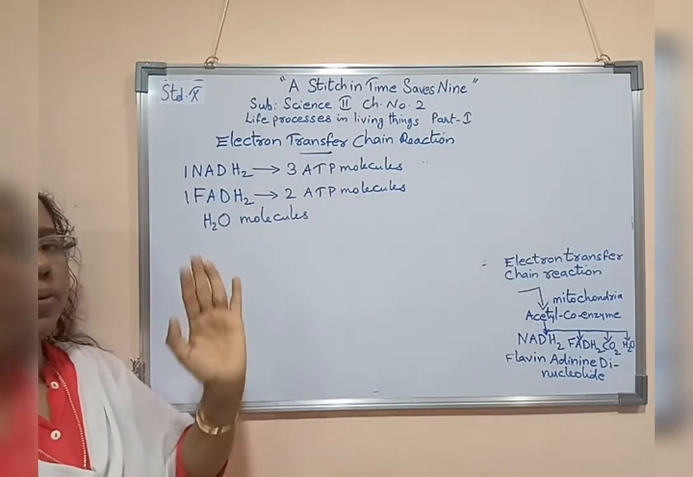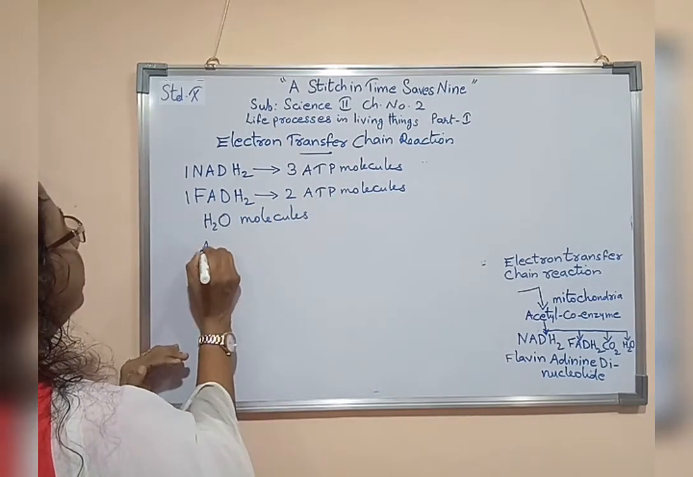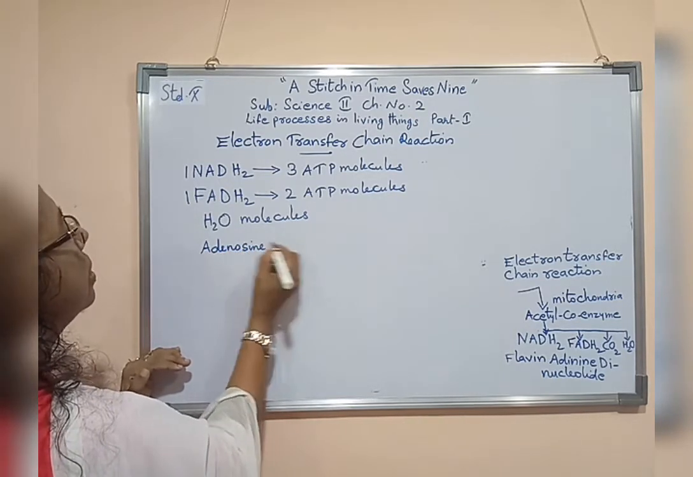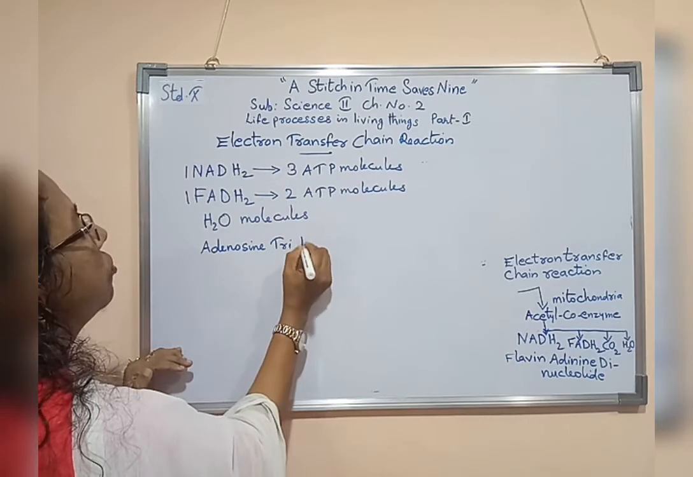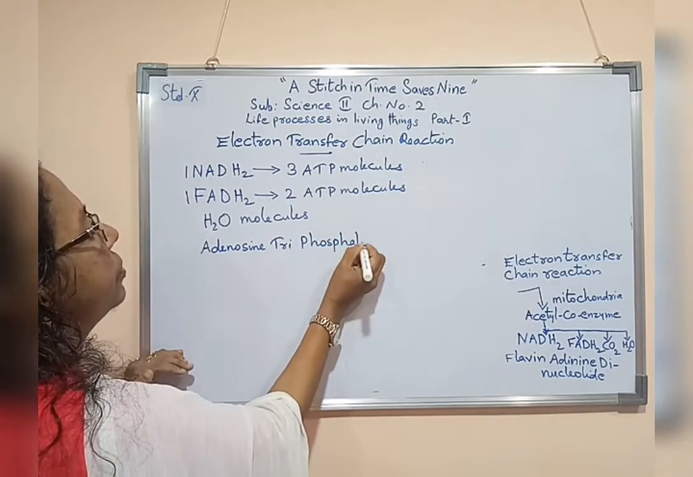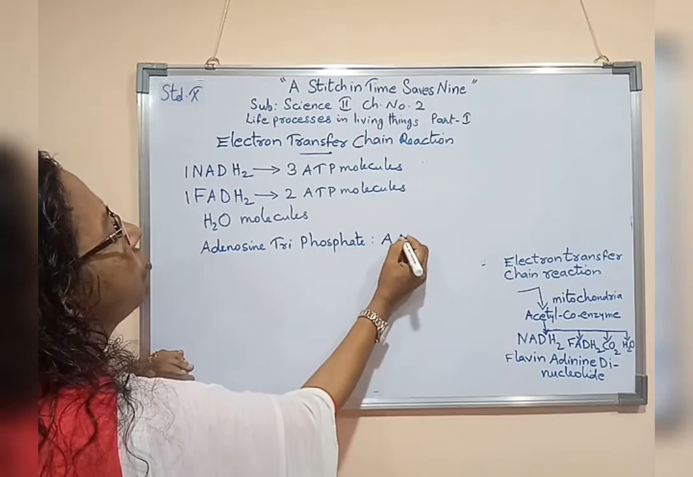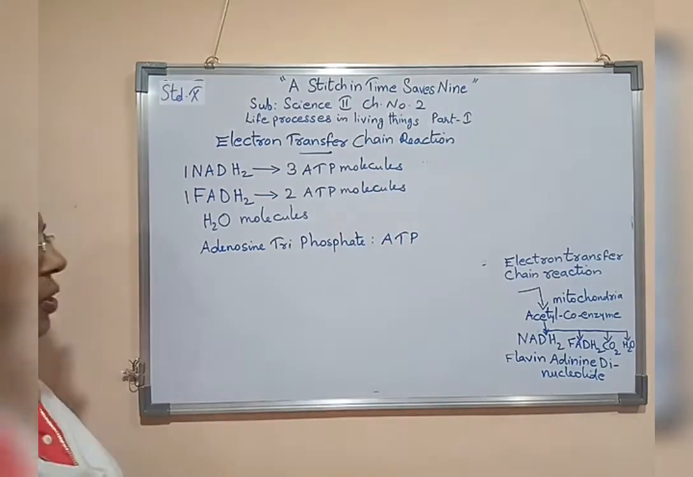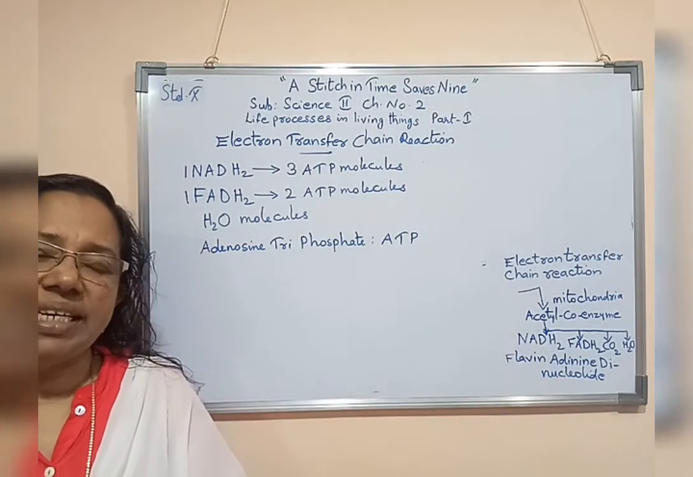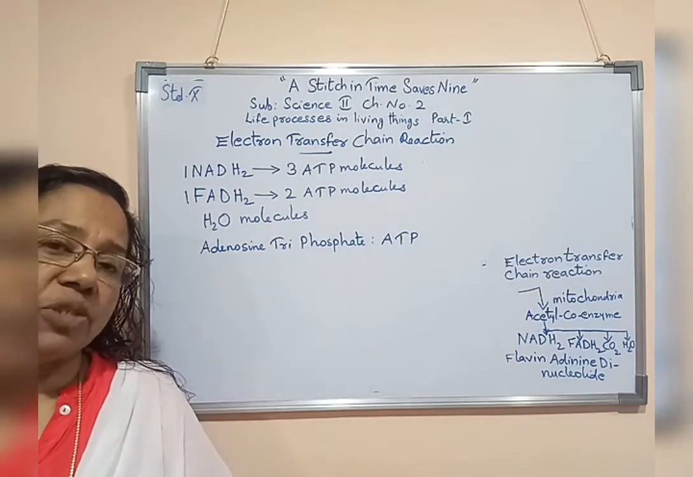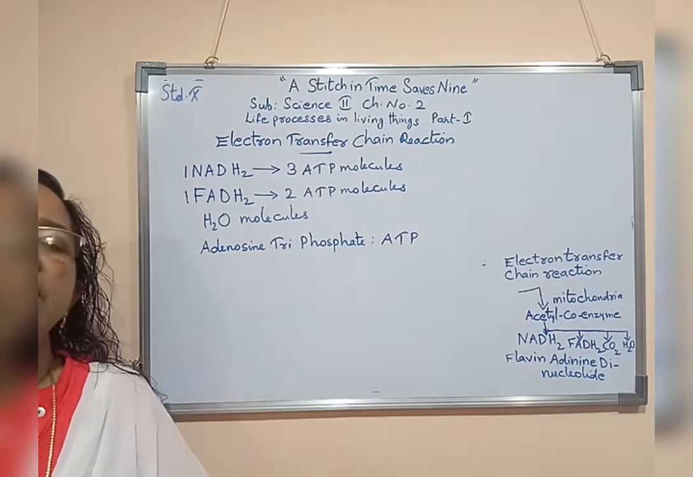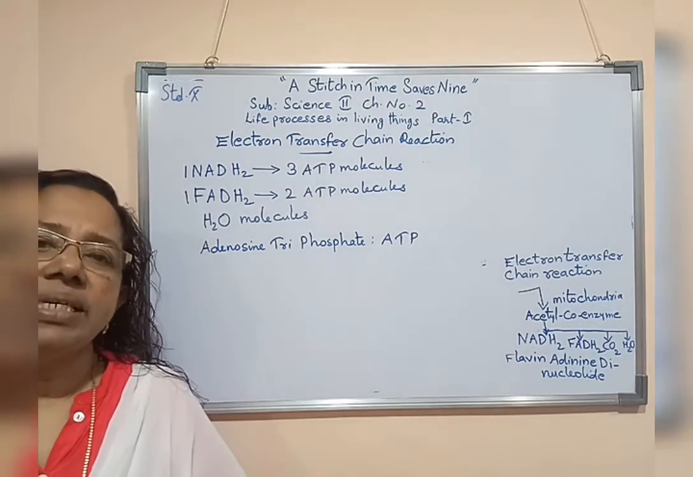Now the ATP molecule, its full name is adenosine triphosphate. Adenosine triphosphate is the full form of ATP. So as a result of respiration, that is aerobic respiration, there will be the formation of energy molecules, water molecules as well as carbon dioxide molecules.